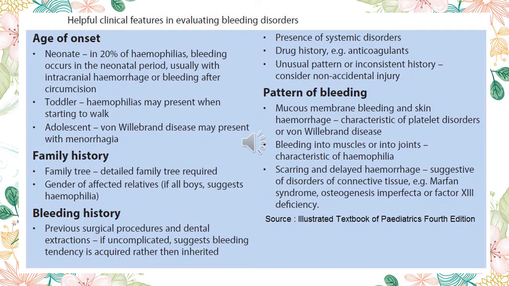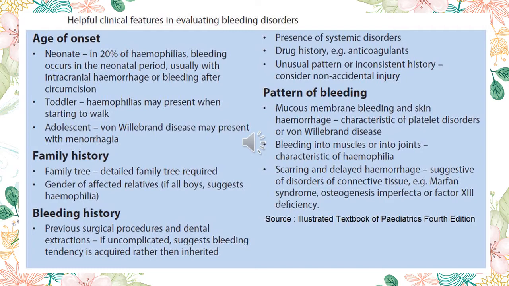To differentiate the cause of bleeding, first, we should ask ourselves some questions. What's the onset of bleeding? Is it since birth? Is it acquired? Is it congenital? It will differ. Then, we could ask about family history, as some recessive disorders run in families. We could ask about the bleeding history, acute or chronic bleeding.